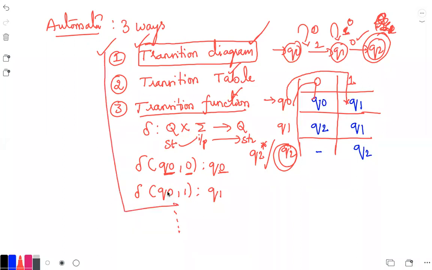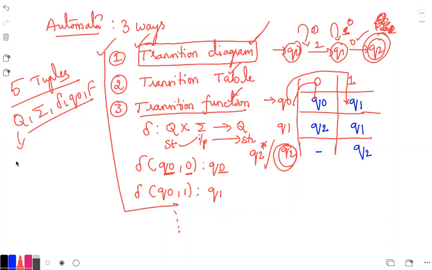B1, are you clear? Yes, sir. What are the 5 tuples? States, alphabet, the transition function, the initial state, and the final state: Q, sigma, delta, Q naught and F. You should be familiarized with this terminology. What is Q? State. So all the states. For this automata, tell me Q. Q0, Q1 and Q2.